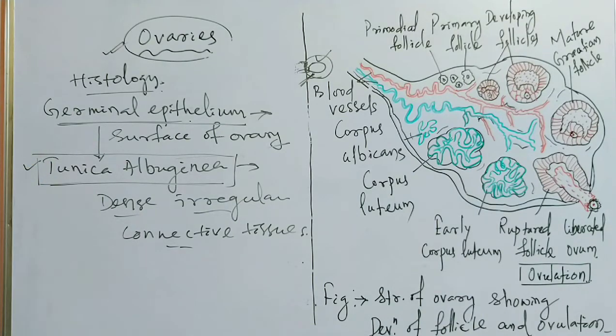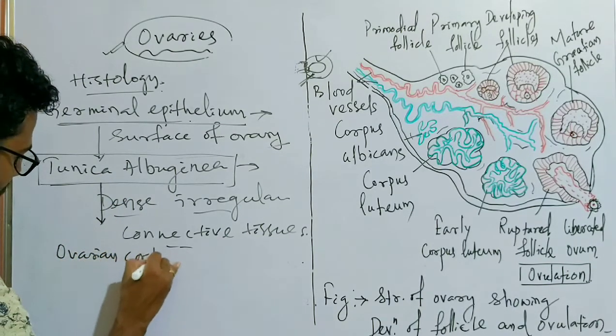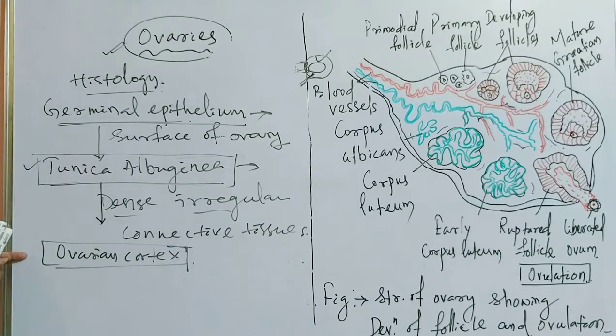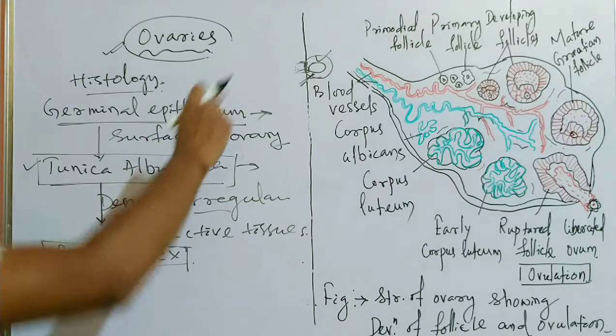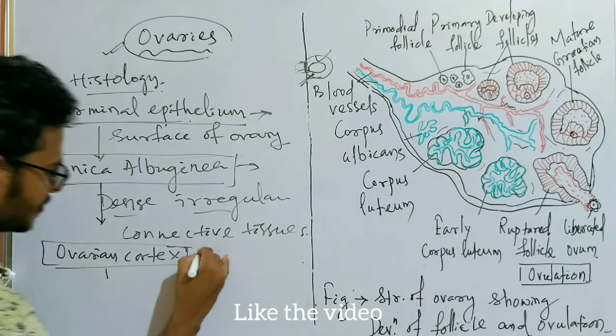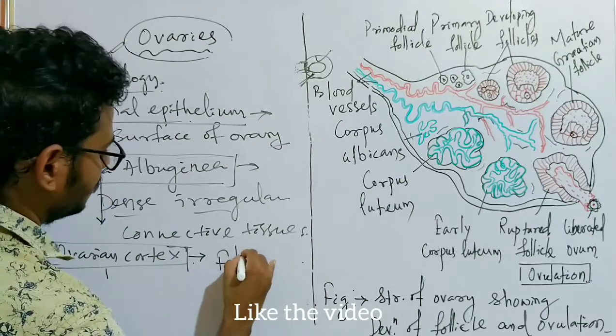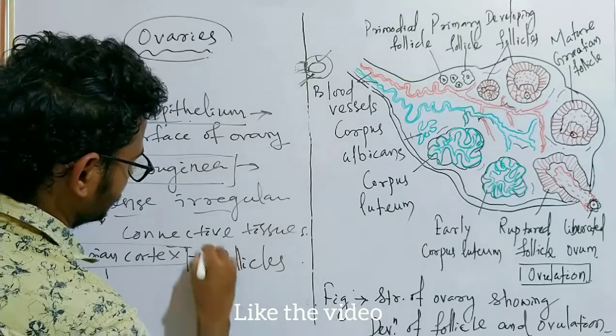The ovarian cortex is just deep to the tunica albuginea. Then the ovarian cortex comes. If we go deeper again, there is the ovarian cortex, and it consists of the follicles.